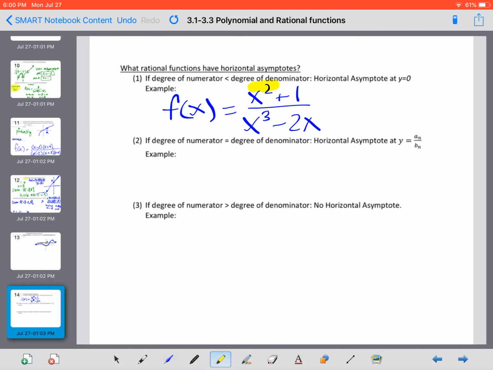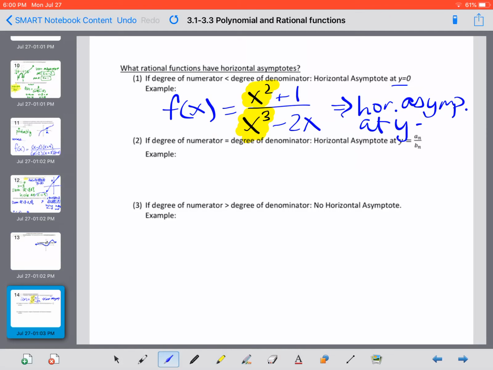The rest of the polynomial doesn't matter. What matters is your leading term here. In particular, the degree of the numerator is 2 and the degree of the denominator is 3. So the other terms don't really matter. All we're comparing is the degree of the top to the degree of the bottom. Since the degree of the top is smaller than the degree of the bottom, this means that we end up with a horizontal asymptote at y equals 0.